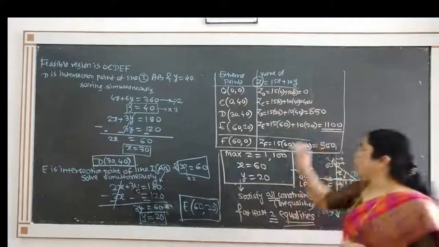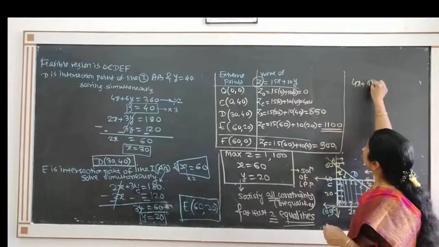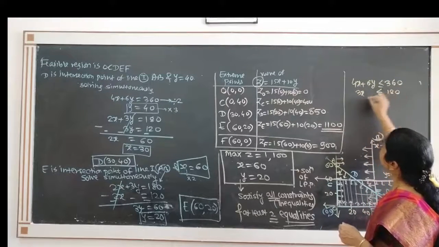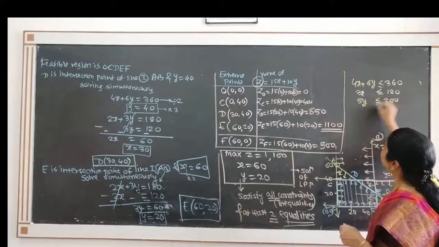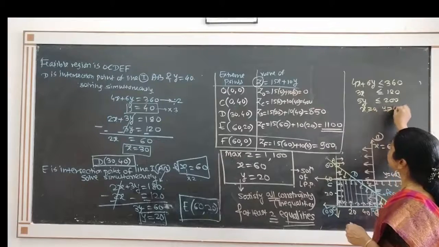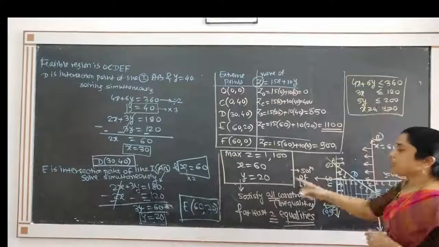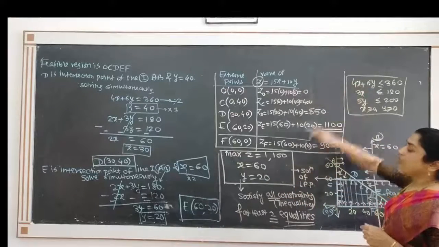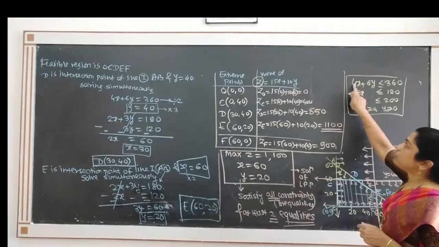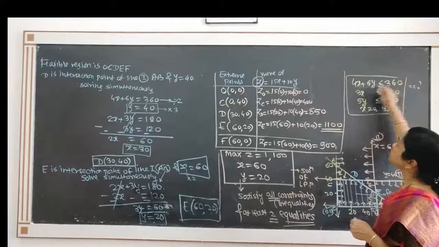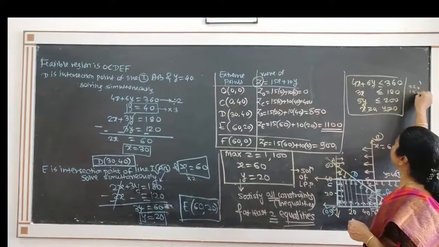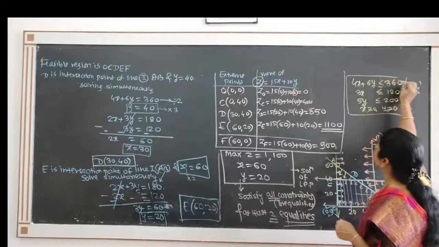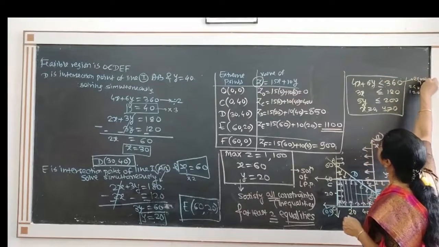If you see the problem, the first constraint is 4x plus 6y less equal 360. Second constraint is 3x less equal 180 and 5y less equal 200. x, y greater equal 0. All these constraints must be satisfied by these two values. The first is that if you put x is equal to 60 and y is equal to 20 here, x is equal to 60 becomes 240, y is equal to 20 becomes 120, and the answer comes to be 360. So equality gets satisfied here.